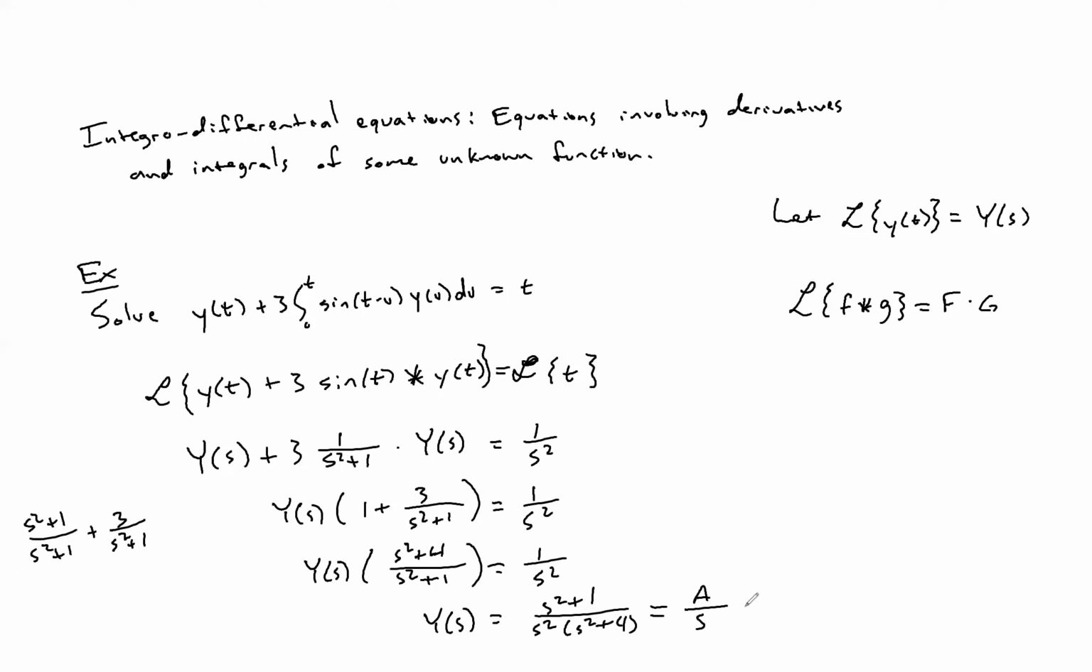This would be some number over s. I've got a repeated linear factor of s. So first I need to do s to the first power, and then some other number times s to the second power. And then I've got this factor s squared plus 4. And always keep in mind, when your factor is quadratic on bottom, then you need a linear term on top, not just a constant, but a linear function, cs plus d.